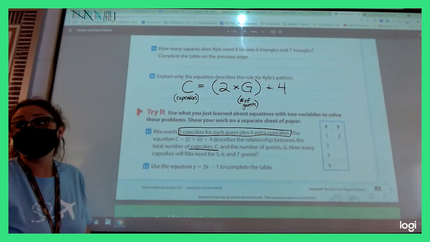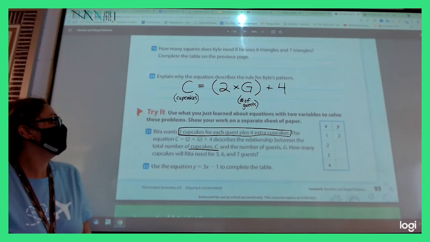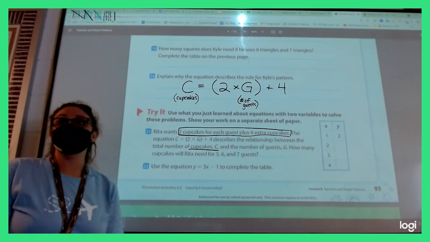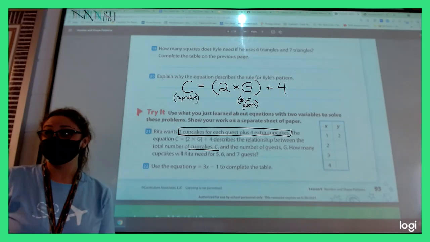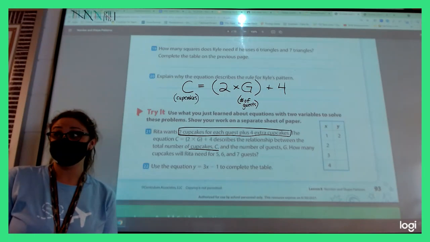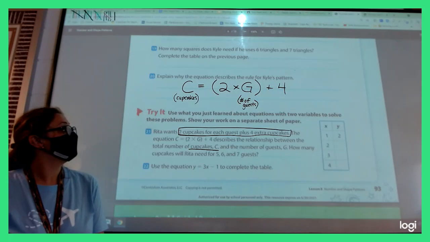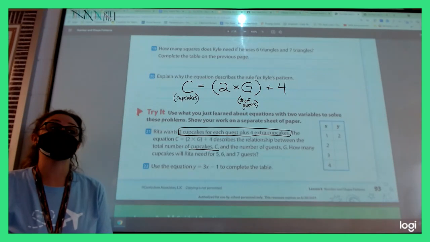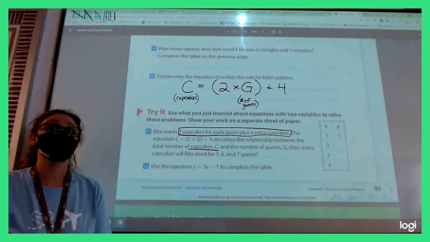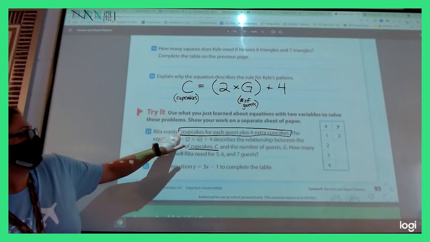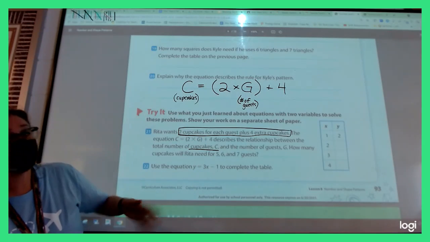All right, and the 2 and the 4, well, we can make sense of that too. How many cupcakes did Rita want to give all of her guests? How many do they get, Hayden? They get at least 1 cupcake. Oh, our problem is very specific. Angie? 4? No. Abby? 2. Rita wants 2 cupcakes for each guest, plus the 4 extra.